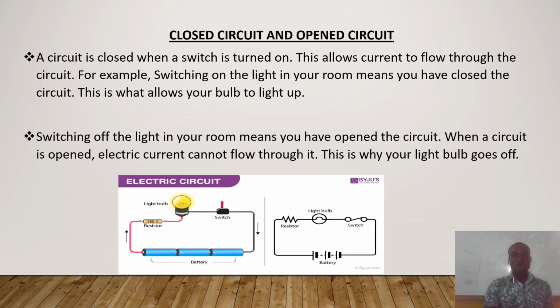Switching off the light in your room means you have opened the circuit. When a circuit is opened, electric current cannot flow through it. This is why your bulb goes off. Good. So we've been able to identify the two types of circuit: the closed circuit and the open circuit.